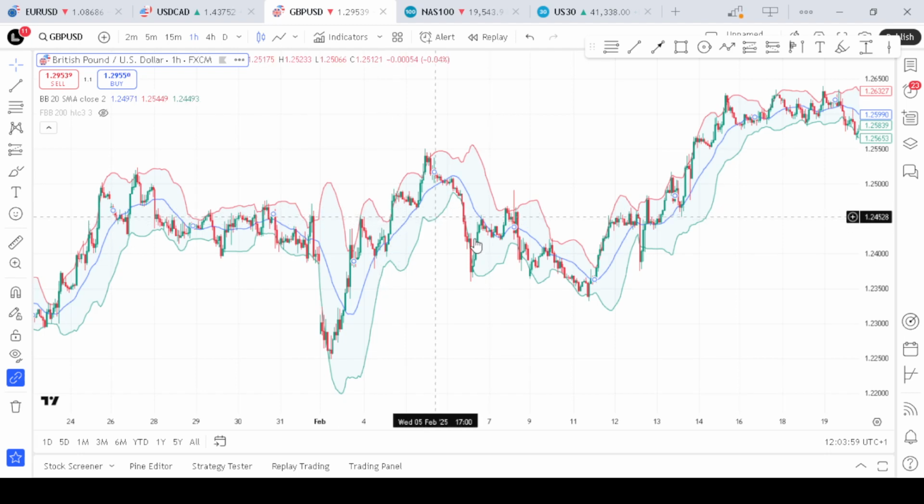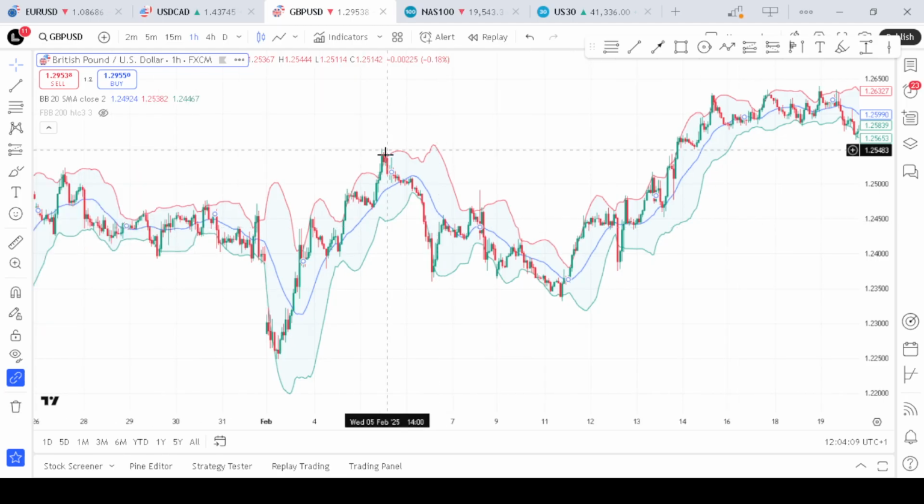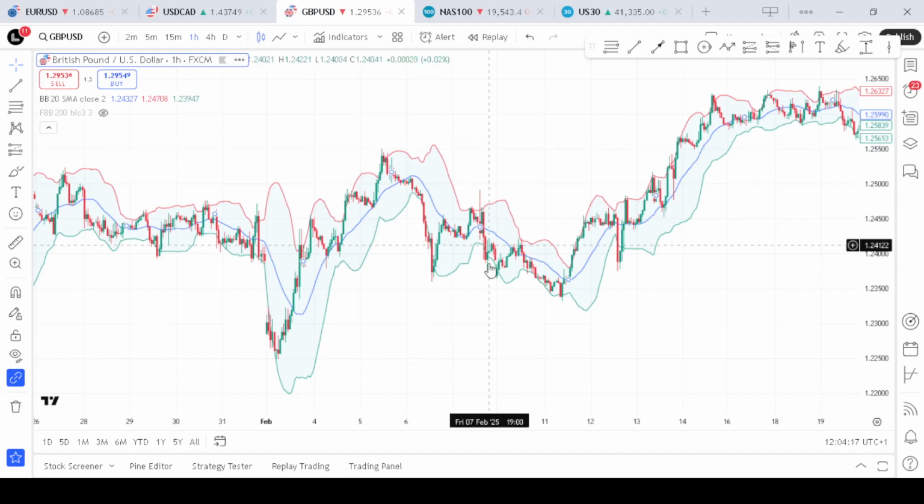The Bollinger Bands are excellent for identifying overbought and oversold conditions, as well as potential breakouts when price moves beyond the upper areas of the band and the lower areas of the band. As we can see, these are the upper areas of the Bollinger Band, and the lower areas of the band.